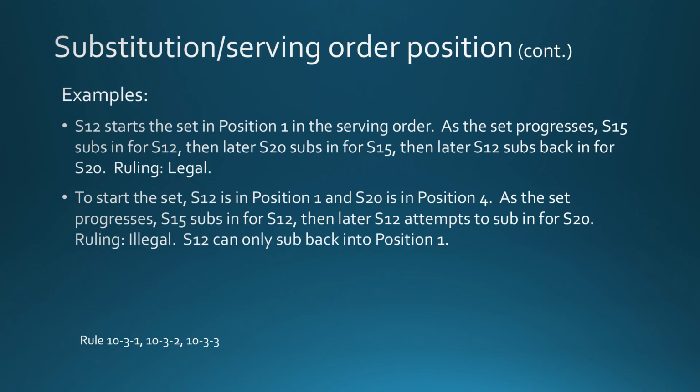In the second case, to start the set, S12 is in position 1 in the serving order, and S20 is in position 4. As the set progresses, S15 subs in for S12, and then later S12 attempts to sub in for S20. That is not allowed. S12 can only come back in position 1 in the serving order. She cannot sub in for the player in position 4.